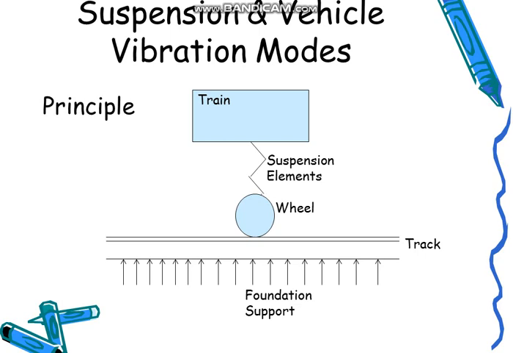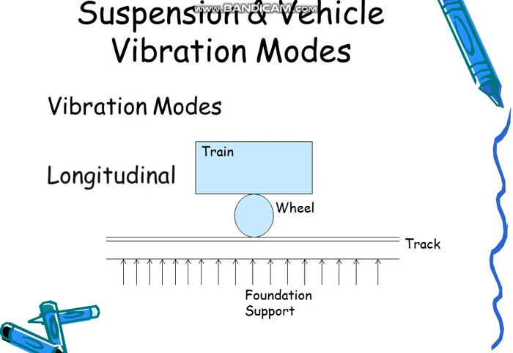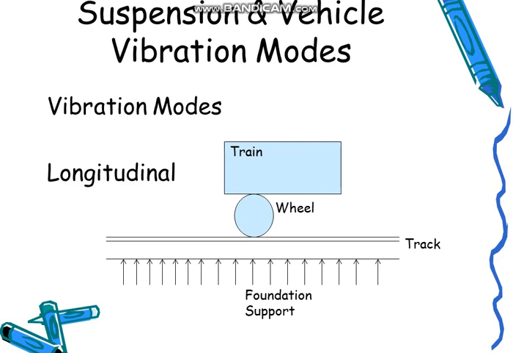So this is just the basic structure, the principle of vibration, and how the vibration is transferred to the train itself. Now I will go one by one through the different vibration modes and how these vibrations happen in the train. So let's start with the first mode, which is the longitudinal. What is the longitudinal mode? It is along the y-axis.